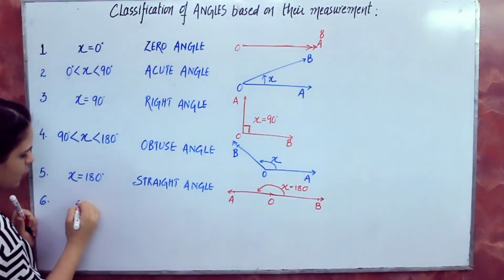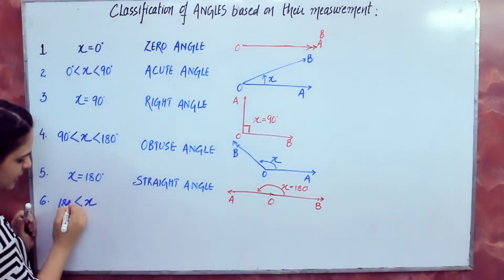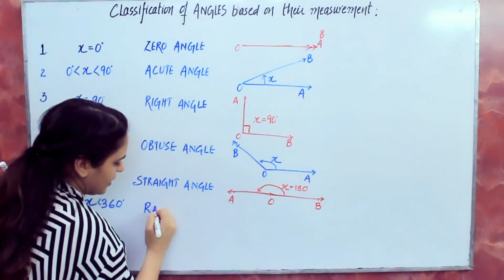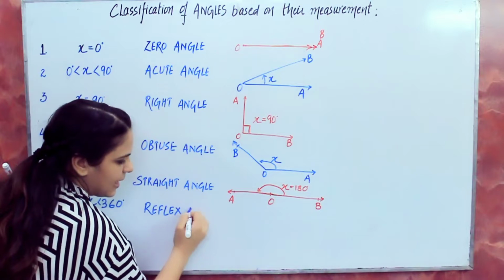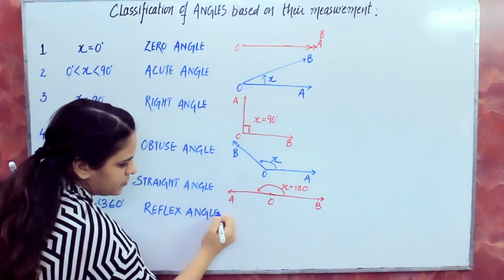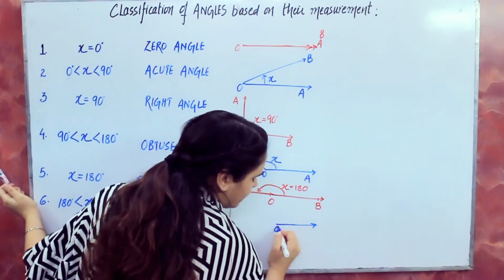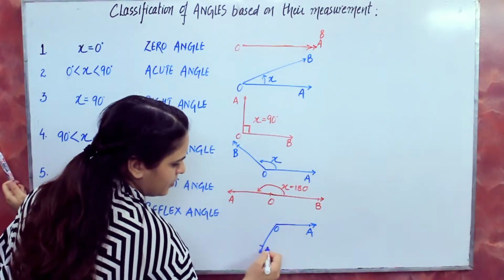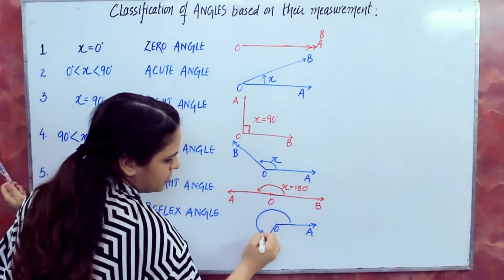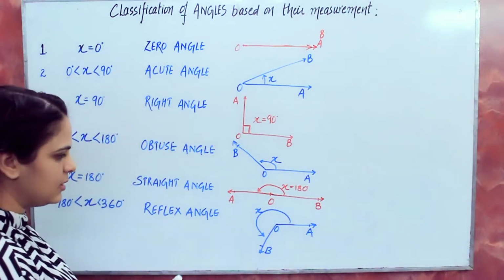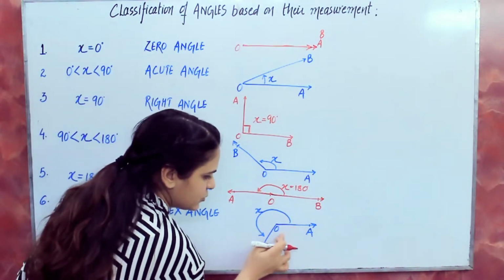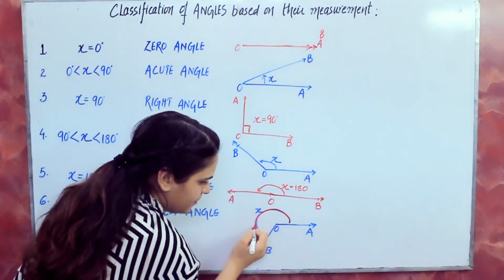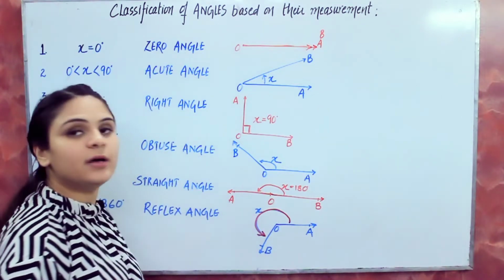Now next angle is when it is greater than 180 degree but less than 360 degree. This type of angle is known as reflex angle. This is how you can represent reflex angle. OAB. So the angle will be reflex angle. Here we have two angles. This will be your obtuse angle. So I have mentioned here this sign. So this will be reflex angle.